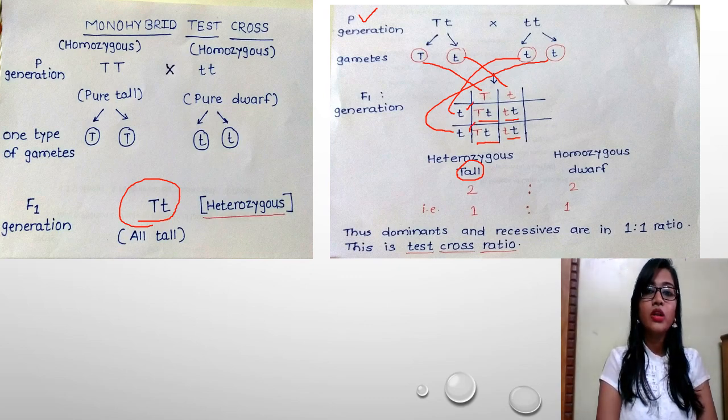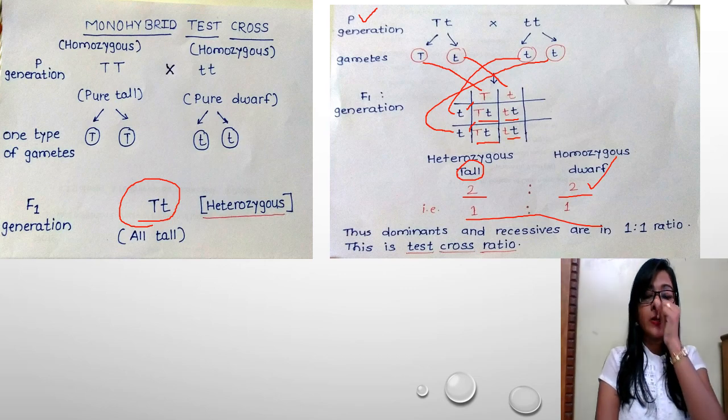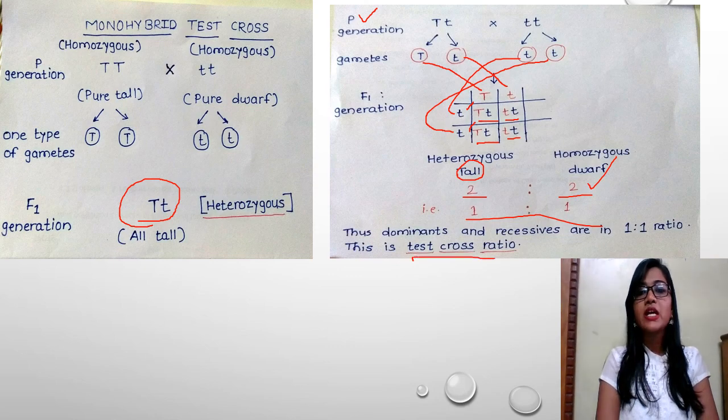How will we find out whether these tall plants are heterozygous or not, and not homozygous? Because we are getting homozygous dwarf plants too. So we are getting homozygous dwarf plants. That means the small t is also getting expressed along with the capital T. So here we have two tall heterozygous plants and two dwarf plants. Their ratio is 1:1. So the dominants and recessives are 1:1 in ratio, and that ratio is known as the test cross ratio.